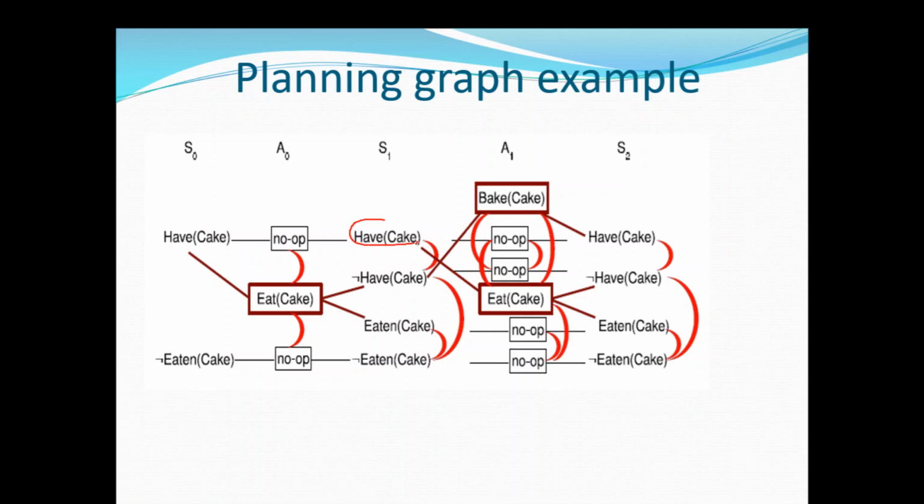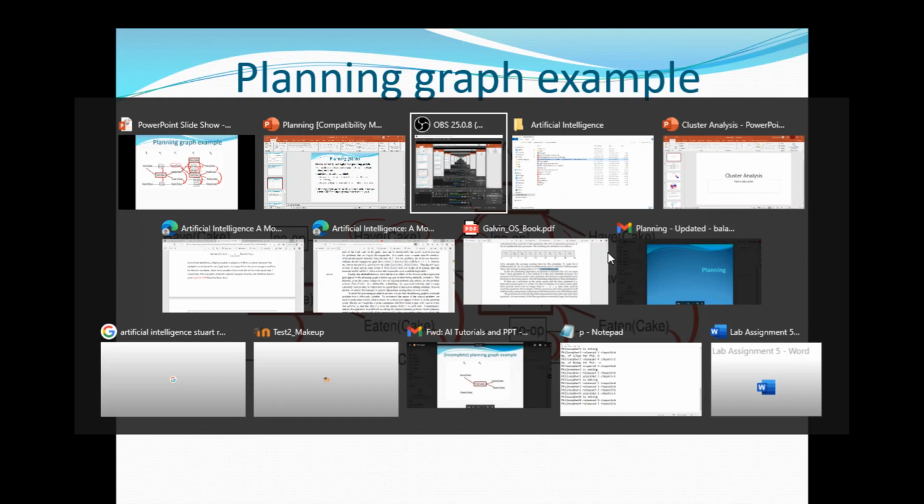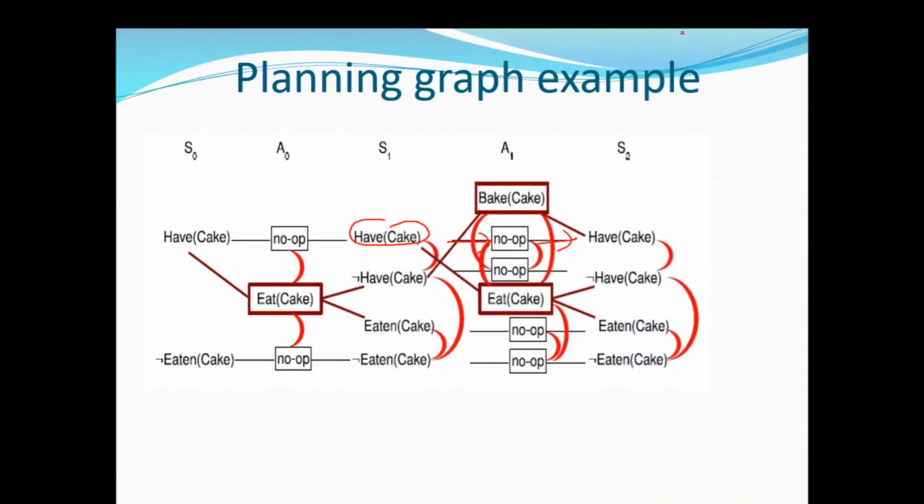For have cake, you can apply no operation. If you apply no operation, the result is also have cake. For have cake, you can also apply eat cake. If you apply eat cake, then the result is not have cake and eaten of cake. Like that, for everything you can do.